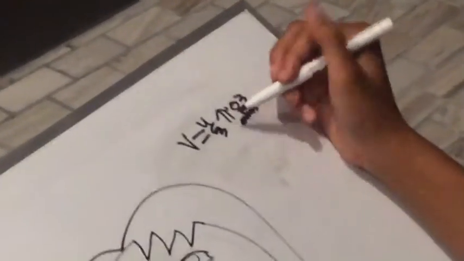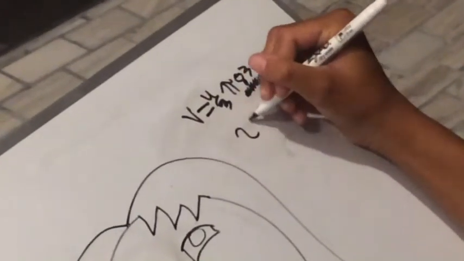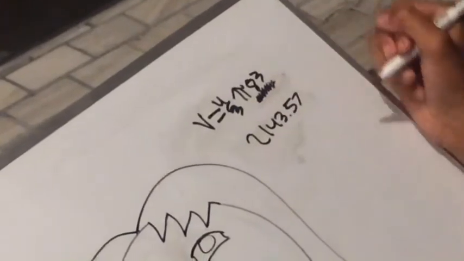Now I will take 8 cubed and times it by pi, and then multiply by 4 and divide by 3, which will get me 2,143.57. And that, my friends, is how you find the volume of a sphere. Simple, easy, just look in your notes.